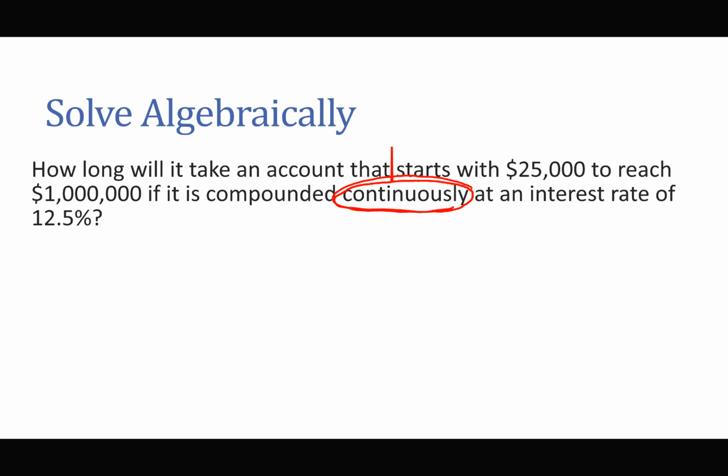Okay, continuously compounding. What was the formula for continuously compounding? That's Pert. Okay, so it's compounded continuously at an interest rate of 12.5%. How long? So it's asking me to figure out what t is. So what is t? T, remember, is going to be in years. So I'm trying to figure out how many years it'll take.